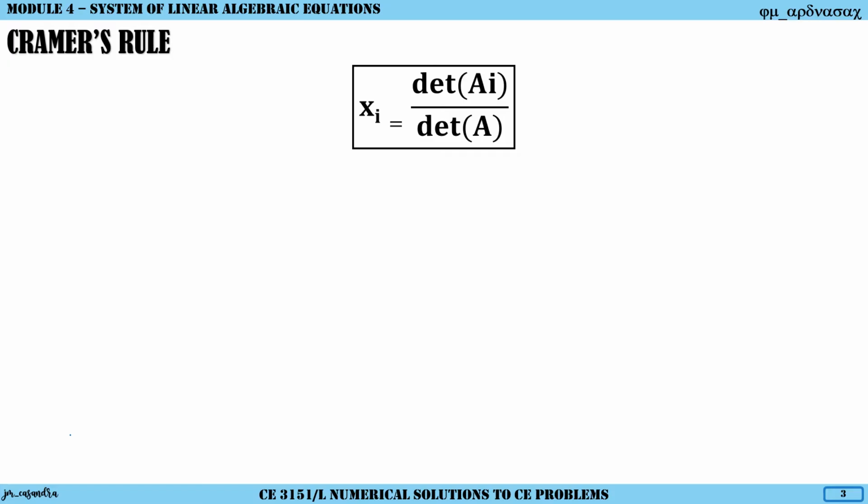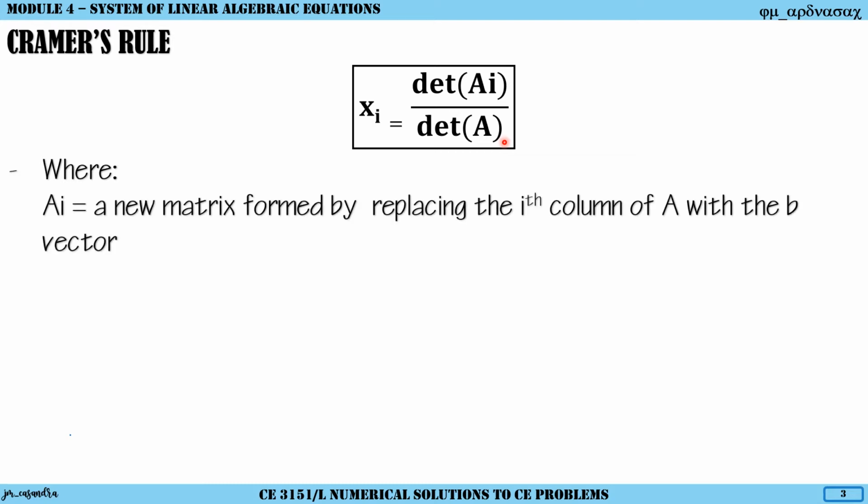So according to Cramer's rule, the value of our variable x_i is determined by the ratio of the determinant of your derived matrix A_i divided by the determinant of your matrix of coefficients A. So to understand this equation, we now define A_i simply as a new matrix that is formed by replacing the ith column of our matrix A with the values of your column vector b.